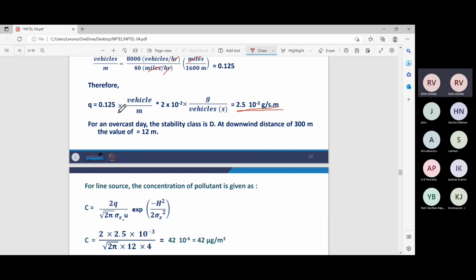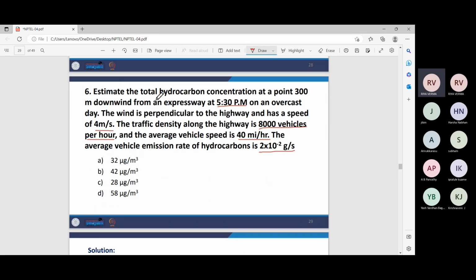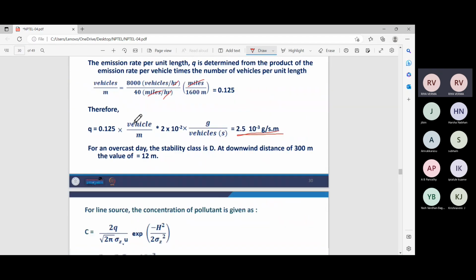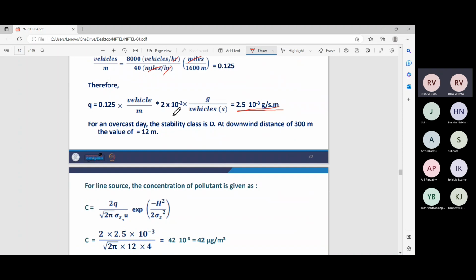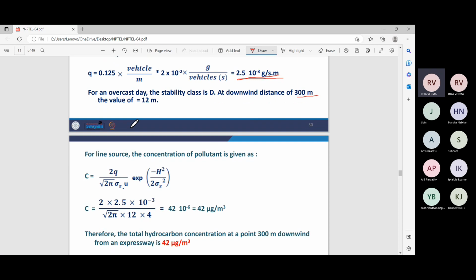For an overcast day, it was given that it is an overcast day, so the stability class is D and the downwind distance x is given as 300 meters. What is overcast, ma'am? Just a second.